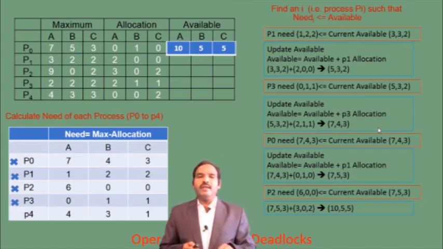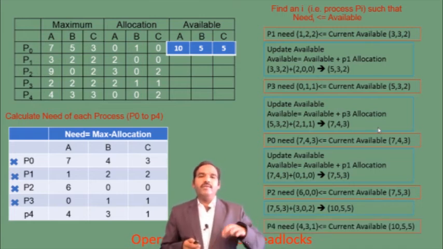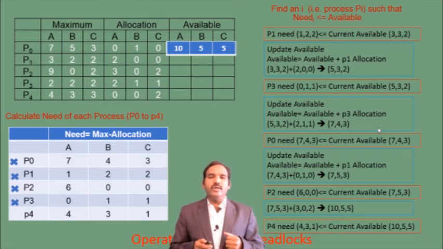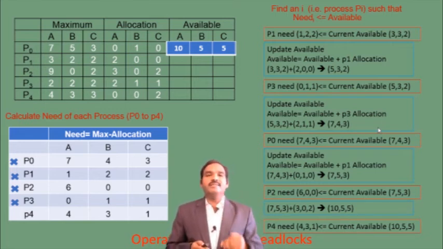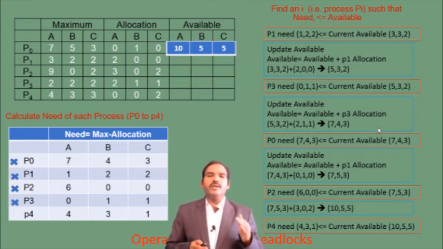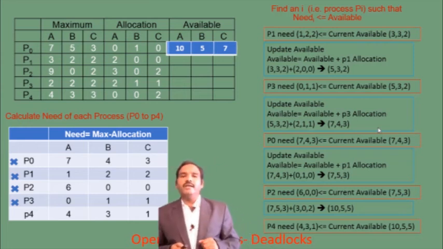With 10, 5, 5, can you satisfy the need of P4? Definitely we can satisfy. Then what is the current availability here? We are adding the current availability plus the resources released by P4. P4 is going to release the resources 0, 0, 2. So 10 plus 0 is 10, 5 plus 0 is 5, and 5 plus 2 is 7. So this is the updated available.